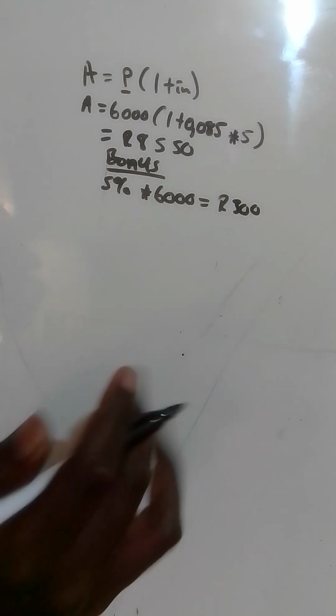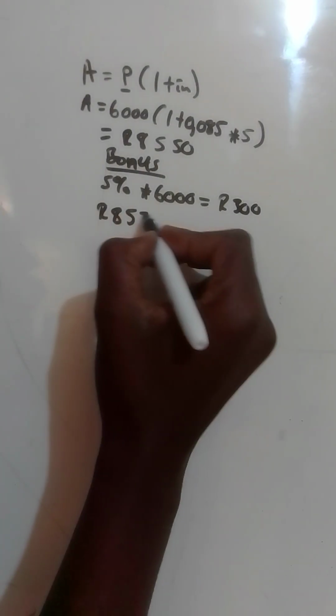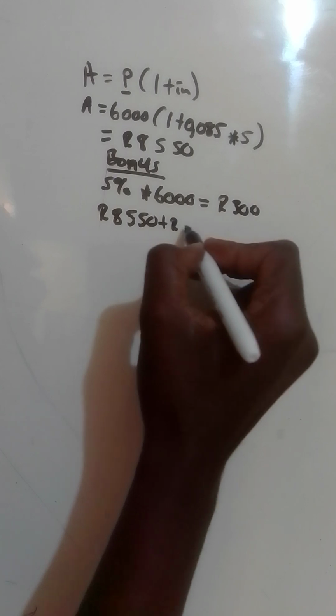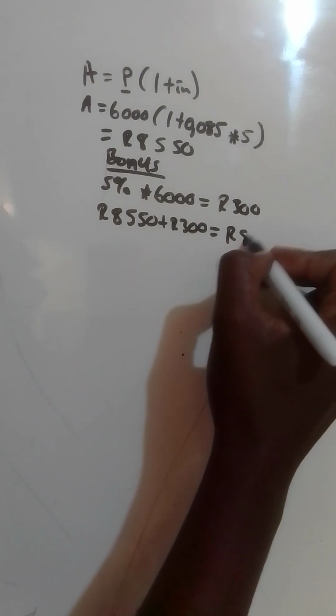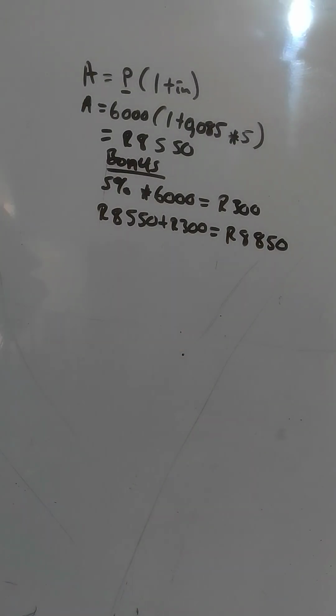Now his total money that he has invested, it's now what? We now say that the 8,550 plus the 300 rands, which now gives us 8,850. This is Mervyn's share, right? Now let's go to Haley.